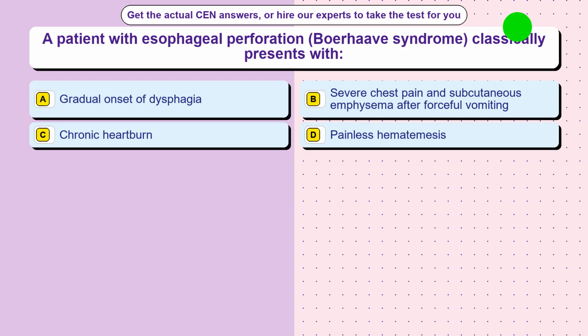Question 28. A patient with esophageal perforation, Boerhaave syndrome, classically presents with: Option A, gradual onset of dysphagia. Option B, severe chest pain and subcutaneous emphysema after forceful vomiting. Option C, chronic heartburn. Option D, painless hematemesis.